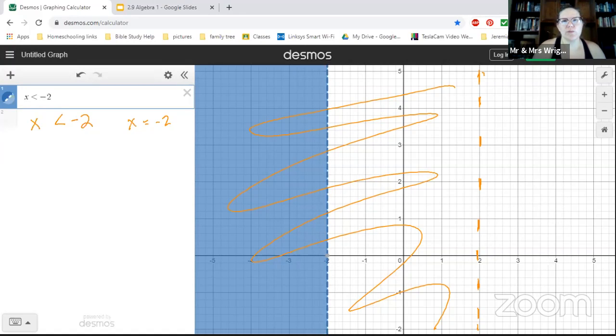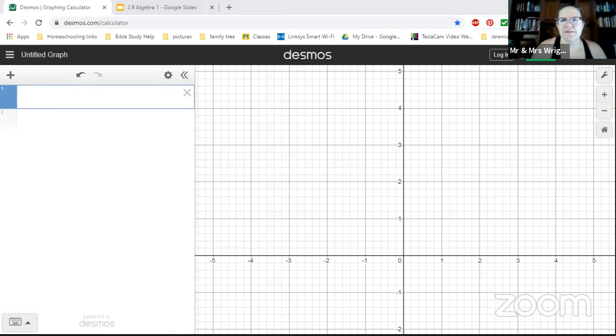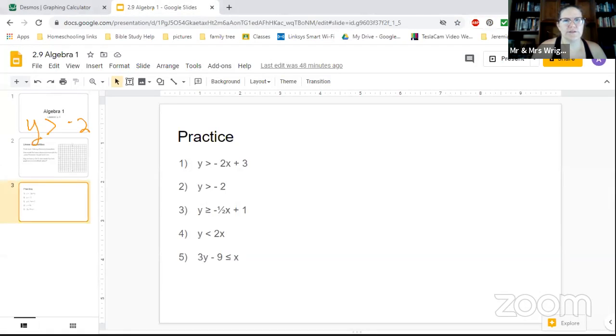Okay, well, what about the one I actually had given you? What is that going to be? All right, let's look at that. What I had given you was, it looks like it was y. I think it said is greater than negative 2. So let's look at this and see. Y is greater than negative 2. That is what it said.